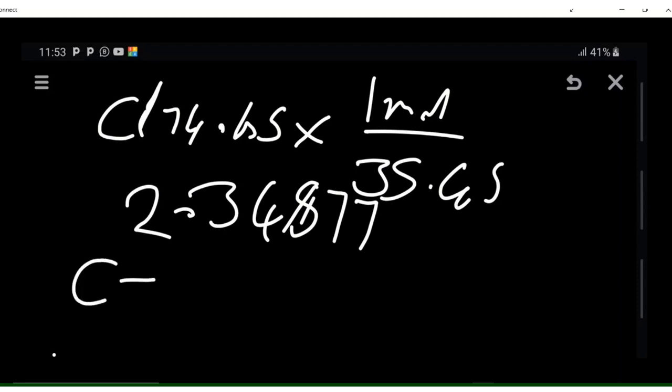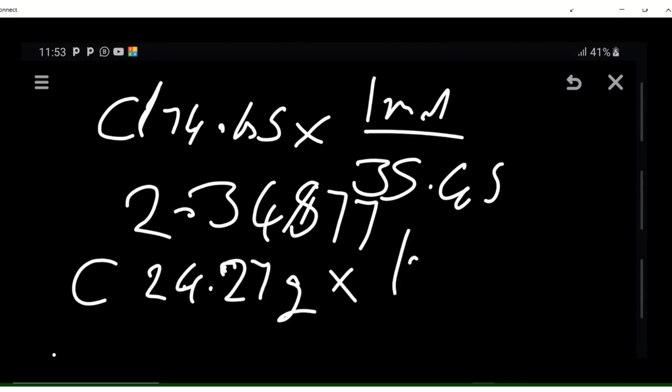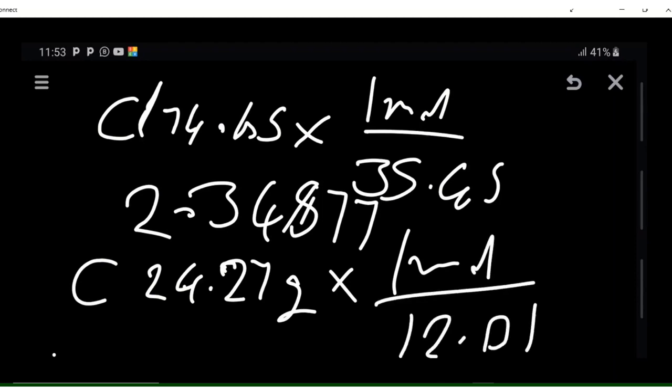Now carbon is 24.27 grams multiplied by one mole over 12.01. For this one we find 24.27 divided by 12.01 is 2.0208.